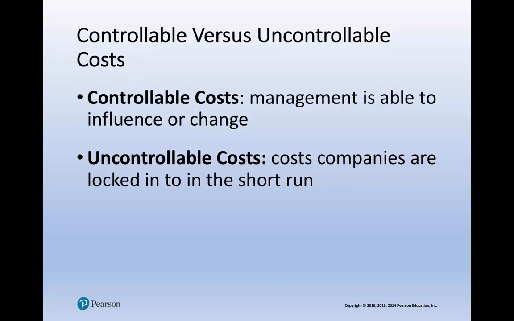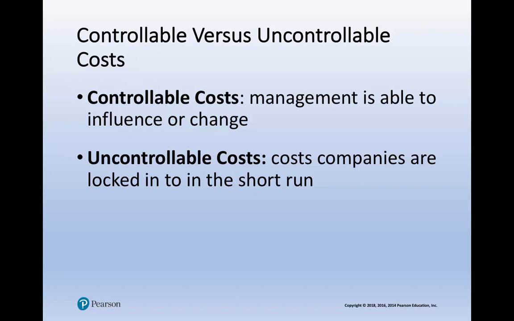So next, as we talk about some relevant and irrelevant costs as it relates to making business decisions, what businesses really need to focus on is their controllable costs. So what is management able to influence or change? That's the type of thing we want to spend time trying to make changes for. We want to make the business decisions based around controllable costs. We want to know what our uncontrollable costs are.